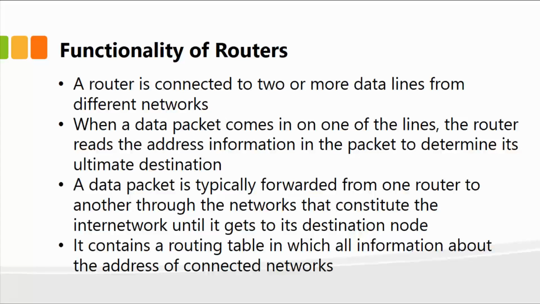Another functionality of the router is that it contains a routing table, as I mentioned earlier briefly, in which all of the information about the addresses of connected networks exists. So these are very intelligent pieces of hardware that know exactly what's going on and who resides where.